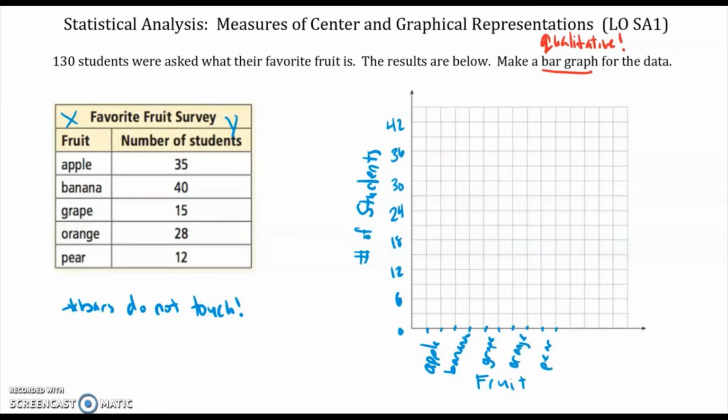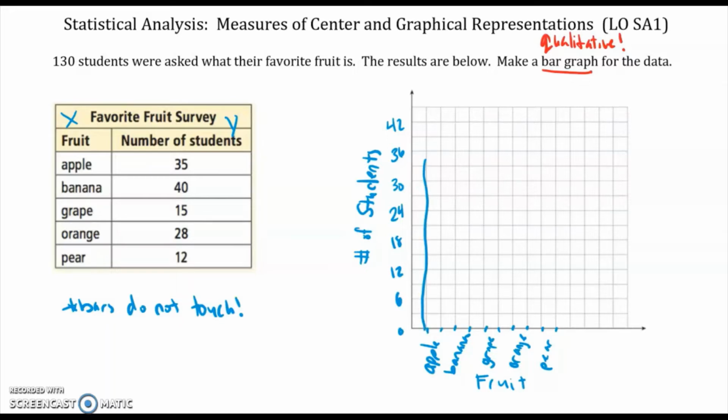All right, so I just went ahead and finished labeling everything, and you'll see I also did my y-axis, and I decided to go by 3s, just labeling every other for the sake of clarity. And then all we need to do now is create our bars. So my first bar, apple, goes up to 35. So I'm going to go ahead and find approximately 35. So that's 33, 34, 35 will be close to 36.